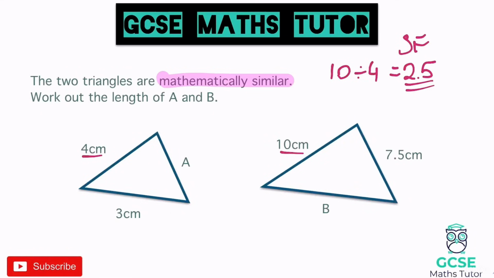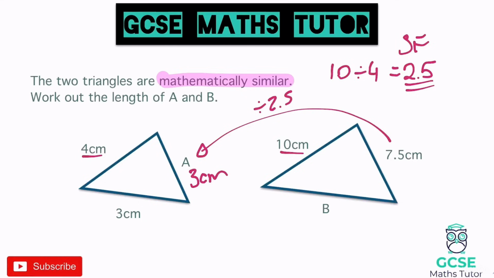So to get from a small one, let's have a look at A to start with. We've got to get from 7.5 back down to A. So that's going from the big shape down to the little one. So to get from the big one down to the little one, we divide by the scale factor. So divide by 2.5, and 7.5 divided by 2.5 will be 3 centimetres.